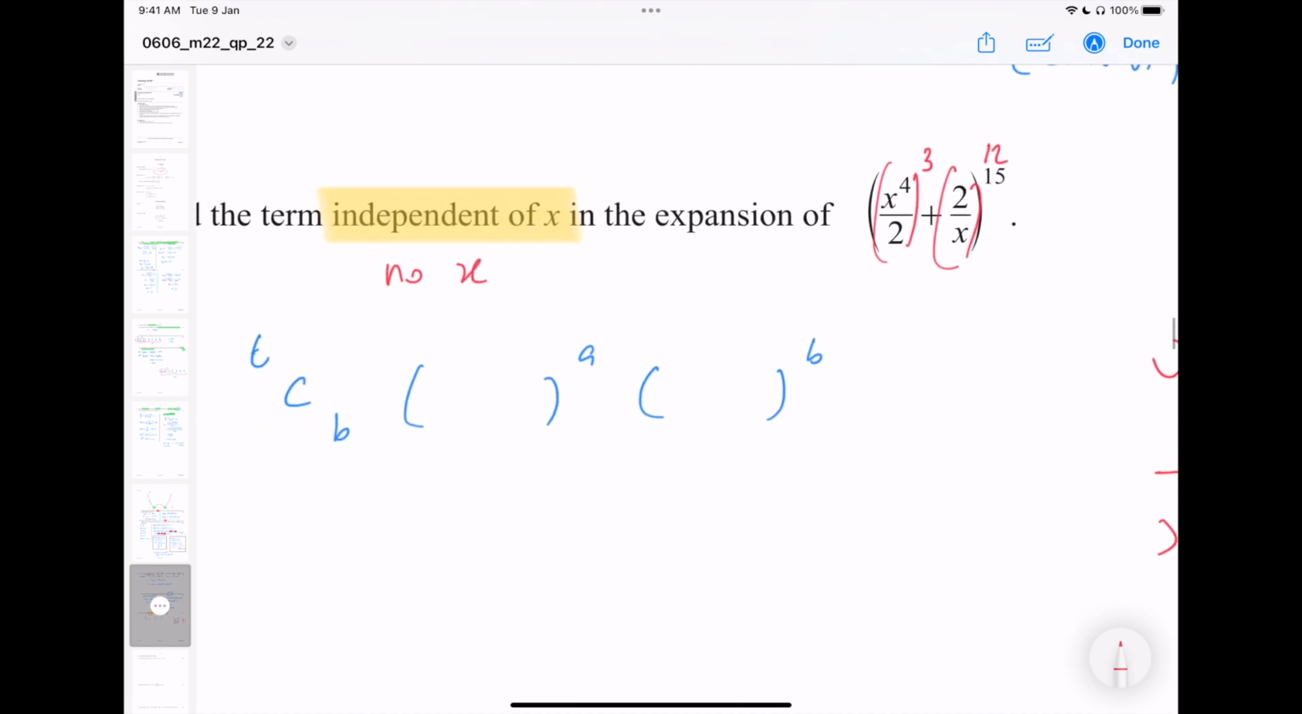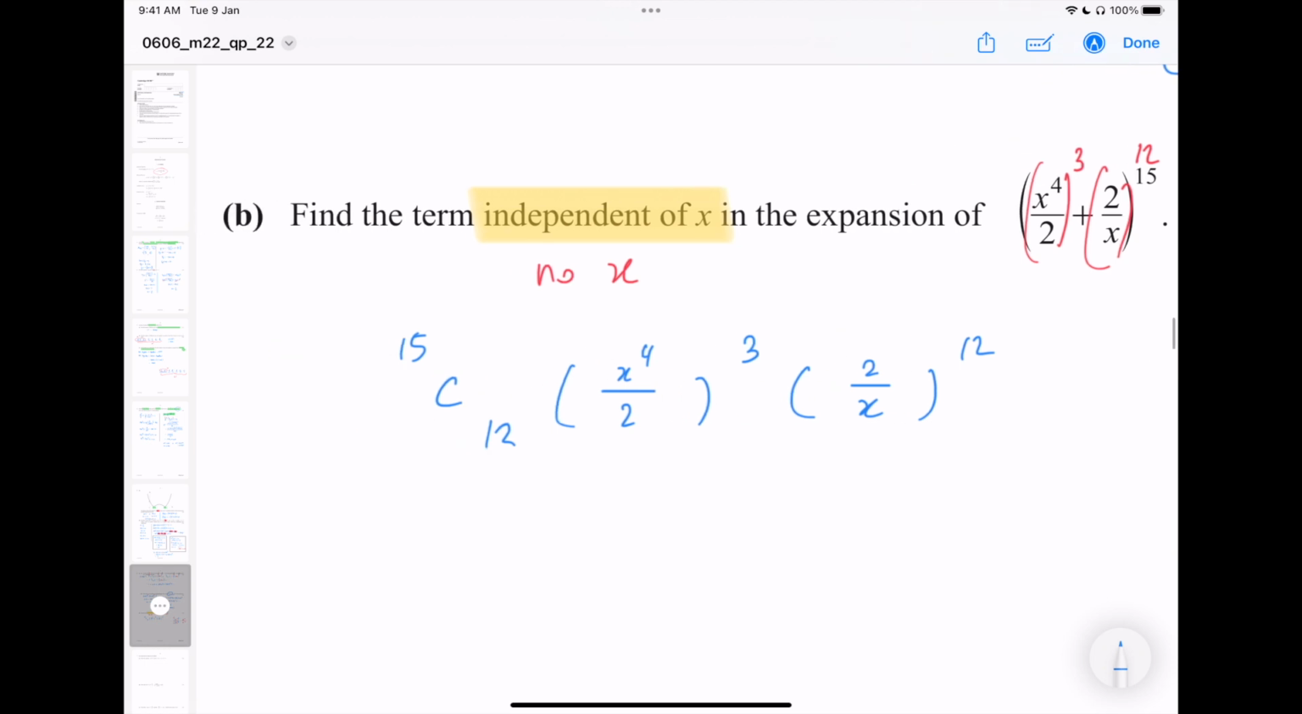So let's transfer what we've learned into here. This is now power 3, this is now power 12. And b is always the one at the back, so power 12. Total power is 15, so that's 15C12. Once you have all these ready, just substitute what you know. So x powered 4 over 2, and then 2 over x on the second bracket. Alright, let's simplify.